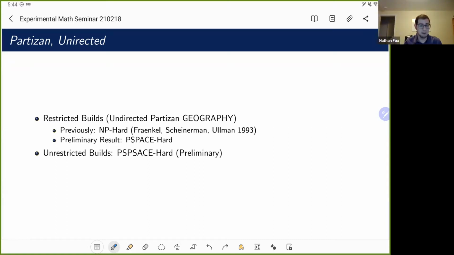But that's not a p-space problem. That's an NP problem. But this is a preliminary result that I've proved that this game is p-space hard. I'm not ready to present that yet because that's a very complicated reduction that I need to very carefully check. And then the unrestricted builds version that I also think I have is even more complicated. Like I have pictures of them, but there are so many pieces that I have to be very sure that I'm right before I say anything other than preliminary result attached to these.